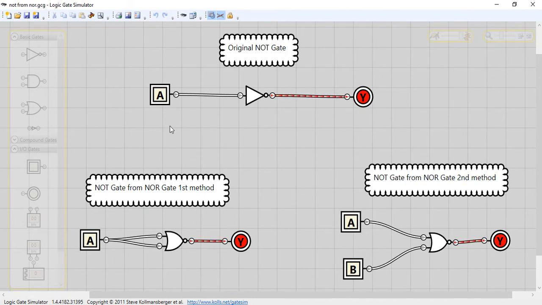So now I'm going to change the value of A to 1 in all three cases, and we will compute the output in all three cases. Here in the original NOT gate, if the value of A is 1, the output is 0. Likewise, if the value of A is 1 in the first method, then the output is also 0. And similarly, in the second method, when the value of A is 1, you can see the output is 0. That means the first method and second method are exactly producing the same output as produced by our original NOT gate. Hence, they are representing the NOT gate.